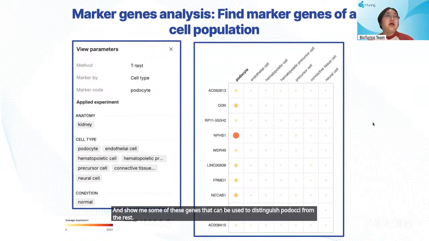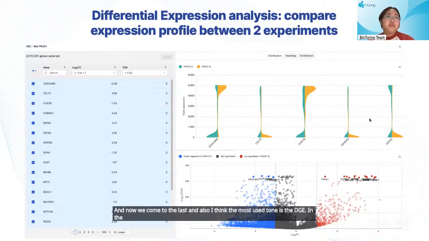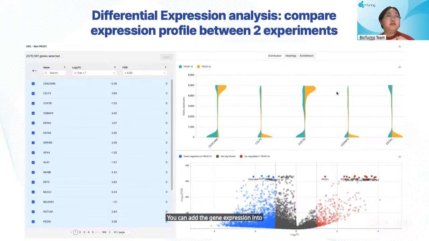Now we come to the last and also I think the most used tool, the DGE. In the DGE, what you can do is simple. You define the two populations of cells based on the ontology or even the gene expression. You can add the gene expression into each of the cell populations, and you can find the differentially expressed genes.